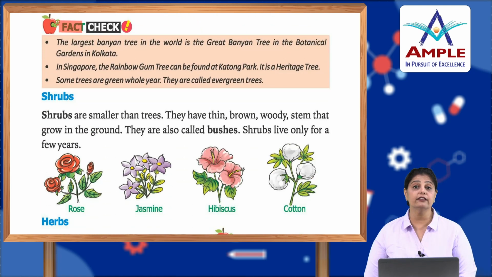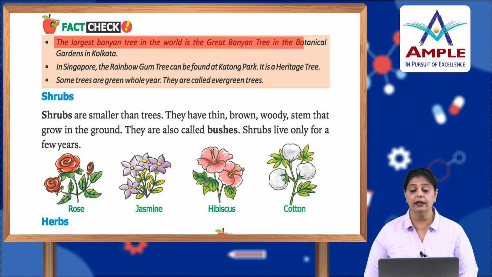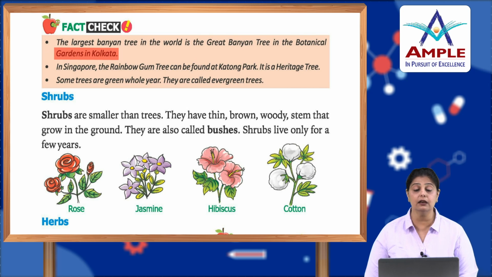Now, let's look at this fact check. The largest banyan tree in the world is the Great Banyan Tree in the Botanical Gardens in Kolkata. Okay, it is the largest banyan tree. In Singapore, the Rainbow Gum Tree can be found at Katong Park. It is a heritage tree. Some trees are green the whole year. They are called evergreen trees.